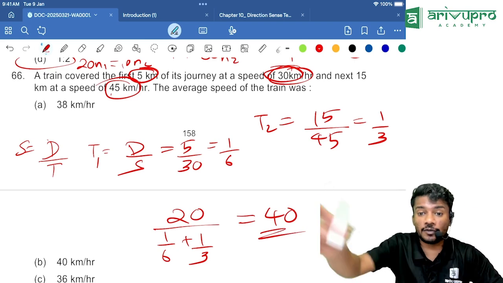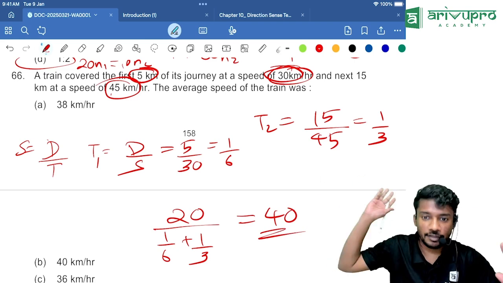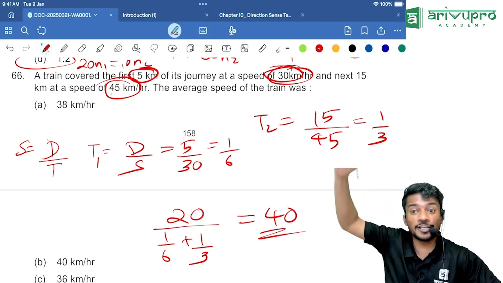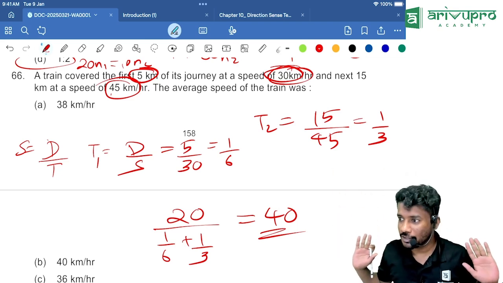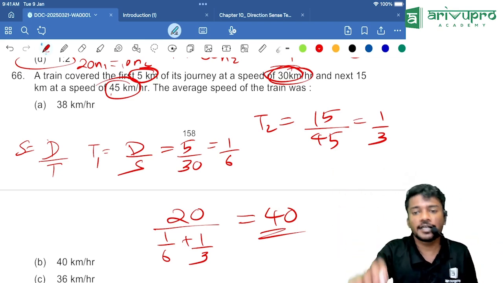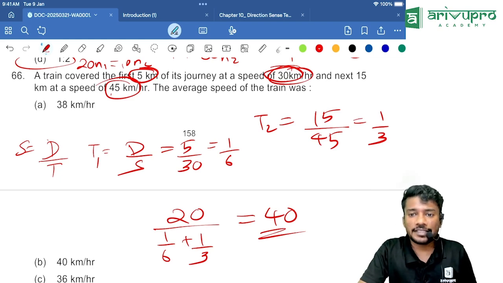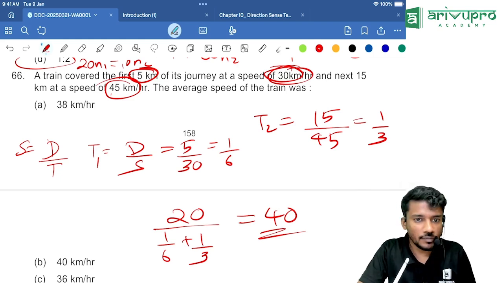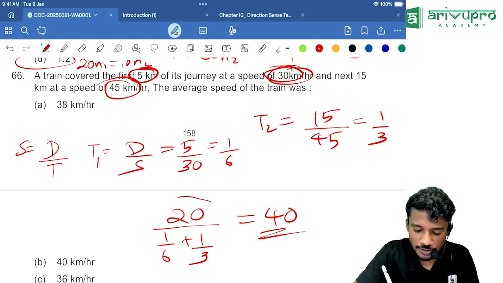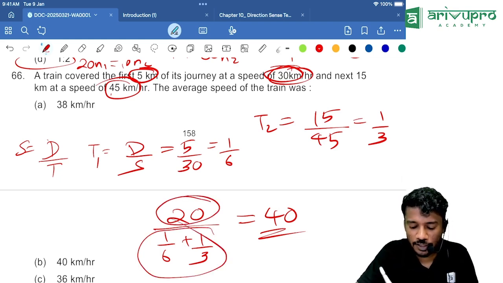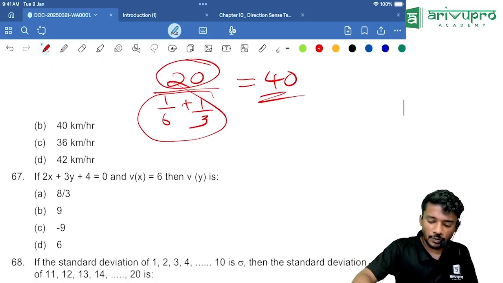Did you understand what we did here? HM only. That is the concept. That's where we are using HM in real life. That's why I just told you like this. It is just HM. Total distance divided by 1 by 6 plus 1 by 3. Got it? Understood? This is total distance divided by total time. Next one, people.